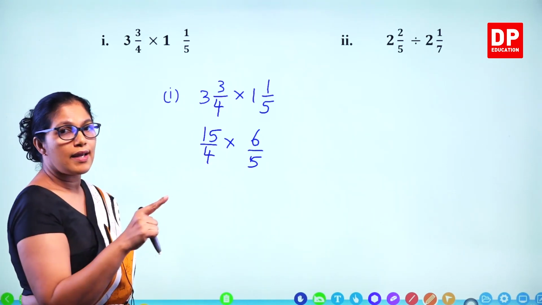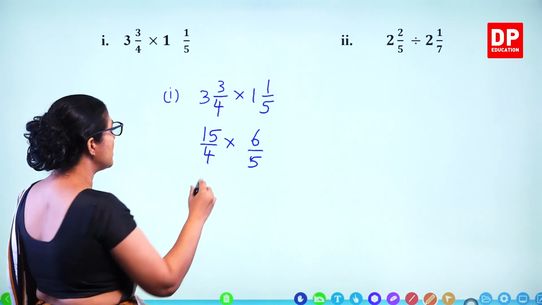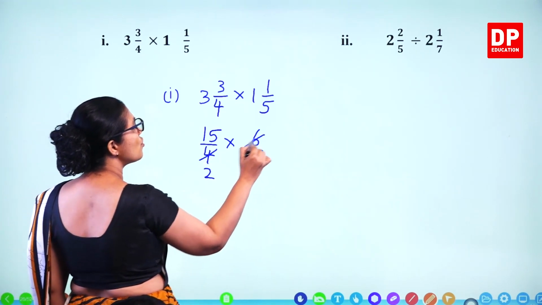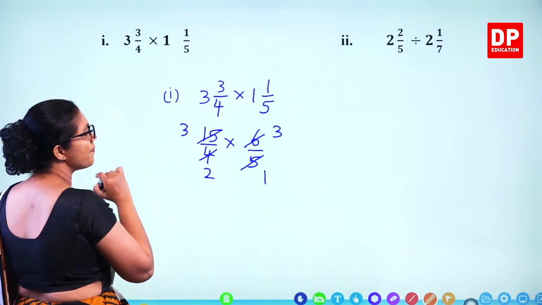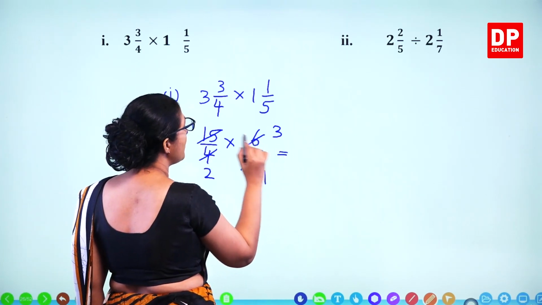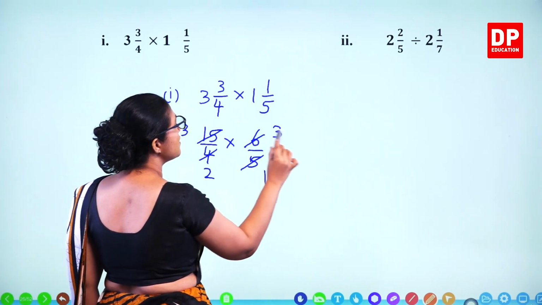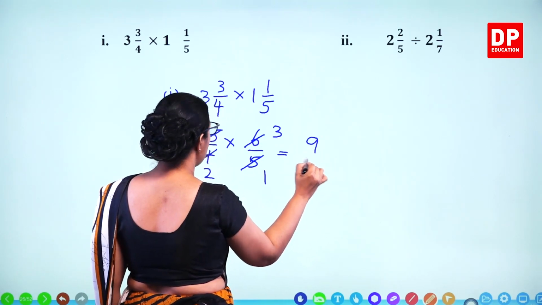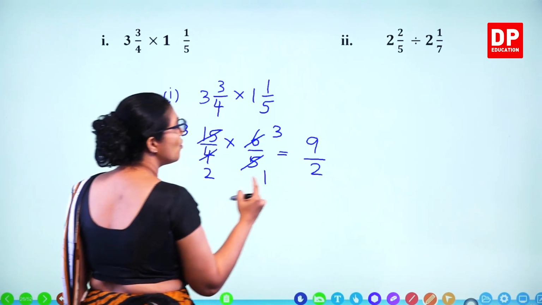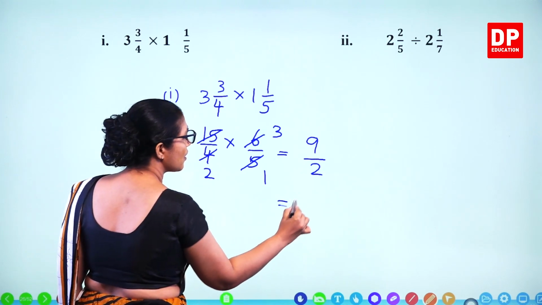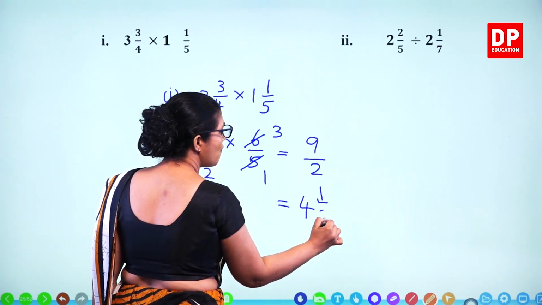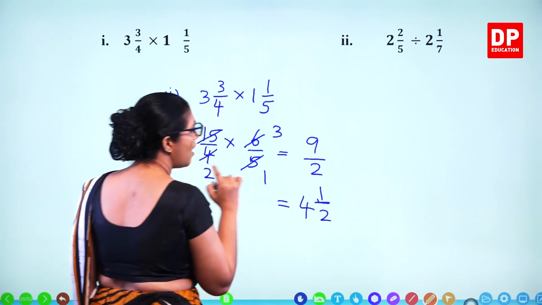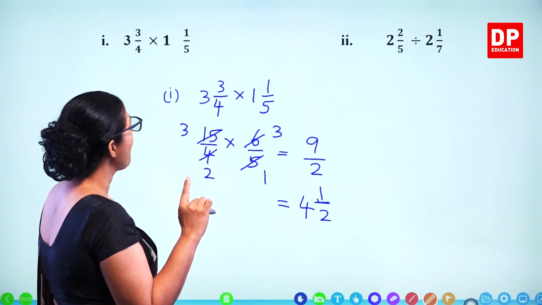Now simplify. Numerator with denominator. 2 times 2, 2 times 3. 5 times 1, 5 times 3. Now multiply the numerator separately. 3 times 3, 9. 2 times 1, 2. That's 9/2. 2 times 4, 8. 1 remaining. 4 and another half.